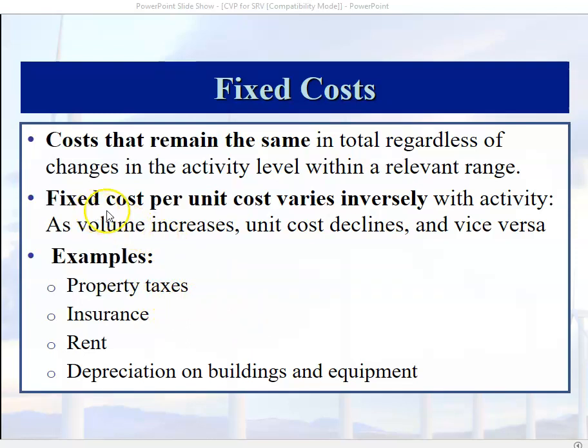I do want you to notice that it says fixed cost per unit varies inversely with activity. What they're essentially saying here is that, let's say that we have fixed costs of $1,000, and we produce 1,000 units of product. Well, our fixed cost component is $1 per unit, $1,000 in cost, 1,000 units. However, because those costs are fixed to a point anyway, let's say that we make 2,000 units and our fixed costs are still only $1,000. Well, now our fixed cost component is 50 cents, 2,000 units divided into $1,000 in cost. So activity goes up, the fixed cost per unit goes down.